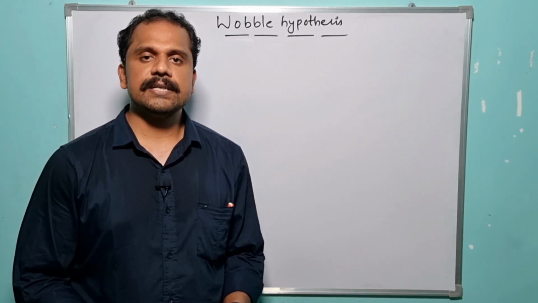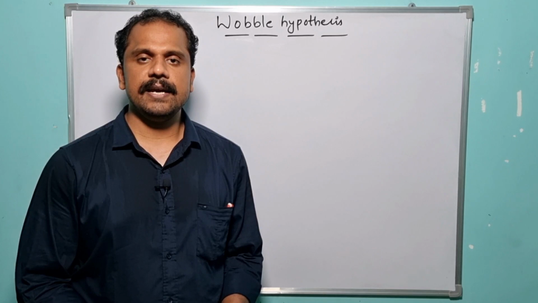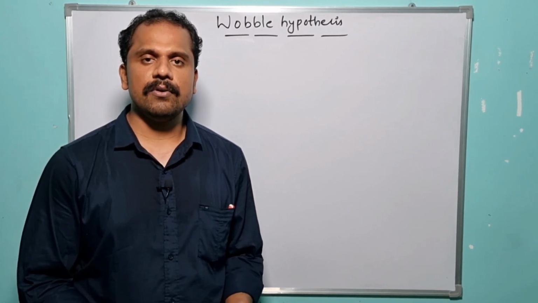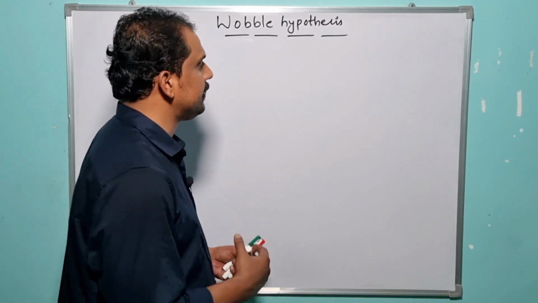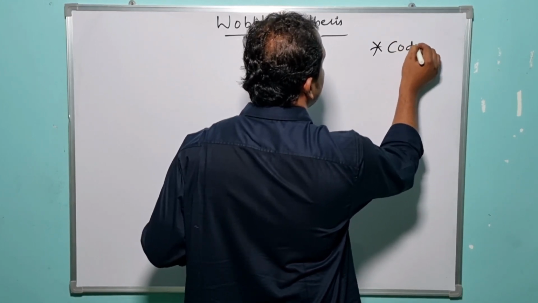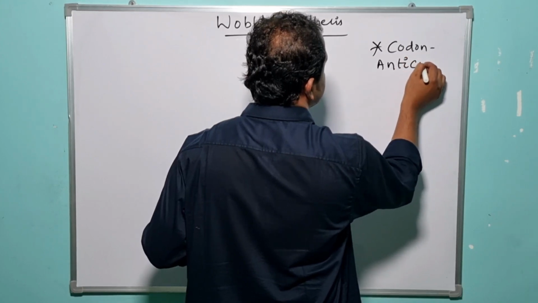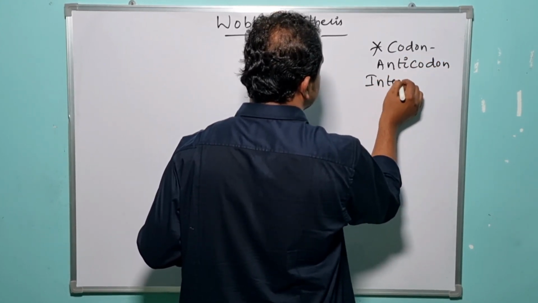So here, before studying about the wobble hypothesis in detail, at first we should have a basic idea regarding the interaction which is organized in between the codon of the mRNA and the anticodon of the tRNA, right? So let me write it here. Codon and anticodon interaction, right?